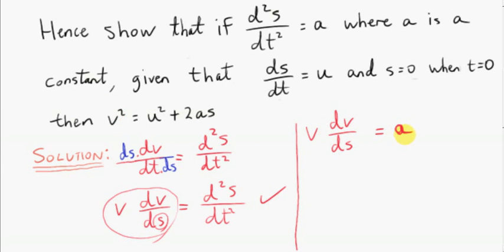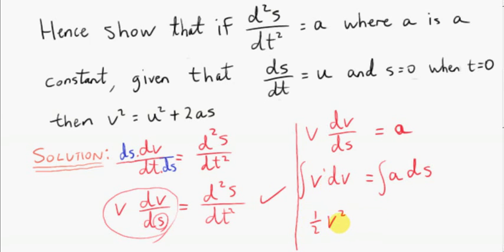So here we have a separable first order differential equation. If we multiply both sides by ds, we get v dv equals a times ds. So the variables have been separated. We just have v's on the left hand side and s's on the right hand side. The next step, as we know, is to integrate both sides. Now integrating v with respect to v is straightforward. We just get a half v squared. Just add 1 onto the power and so on.